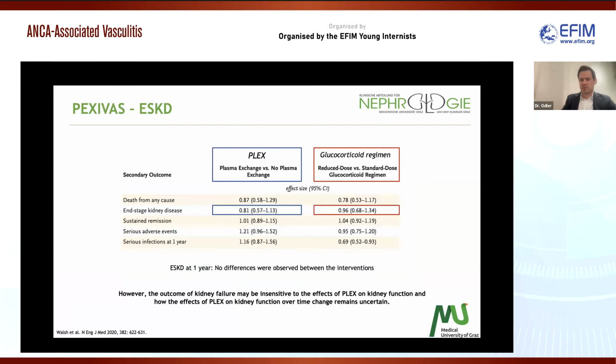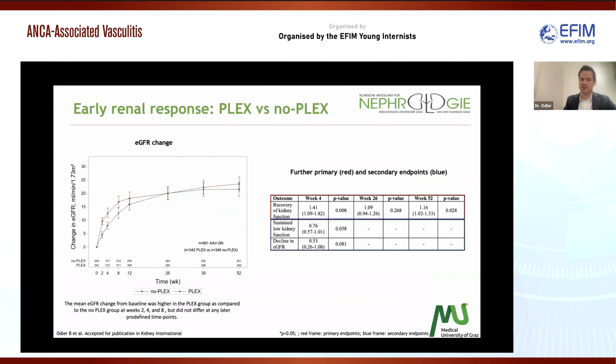But we also learned from the PEXIVAS trial that there was no difference in terms of end-stage kidney disease at 1 year between the intervention groups. However, we have to consider that the outcome of kidney failure may be insensitive to the effects of PLEX on kidney function, and how the effects of PLEX on kidney function change over time remained uncertain.